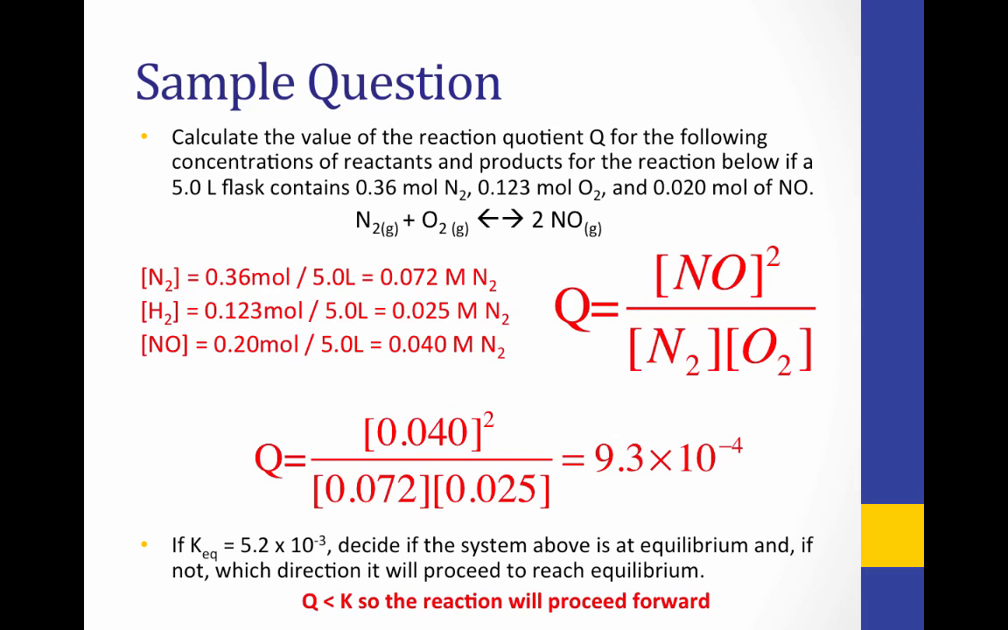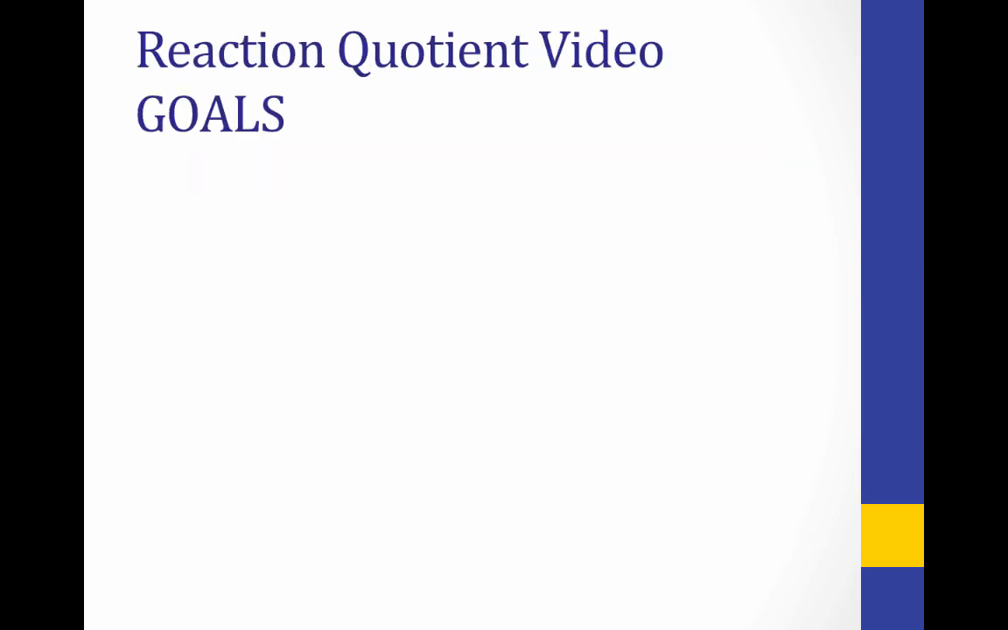Welcome back. Here's what you should have gotten. After solving for concentrations and plugging them into the Q expression, we found that Q is less than K. Therefore, the reaction will proceed in the forward direction in order to increase the amount of product and decrease the amount of reactant. That brings us to the end of this video.